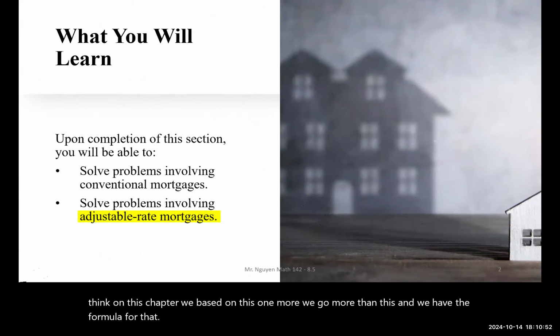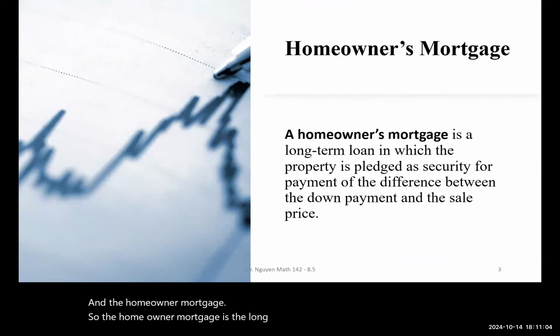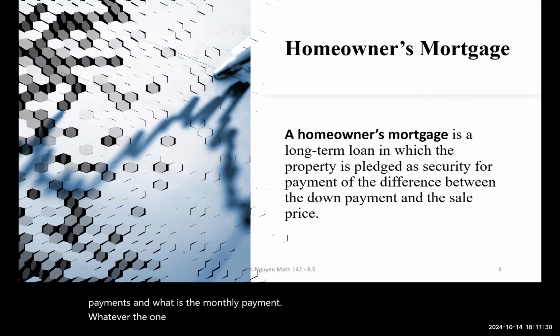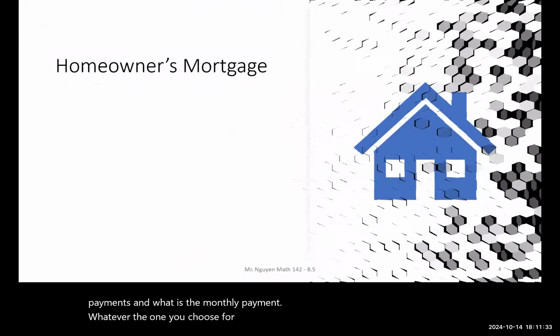And the homeowner mortgage. The homeowner mortgage is the long-term loan in which the property registers as security for the payment difference between the down payment and the seller price. This means we can learn what is the seller price, what is your down payment, and what is the monthly payment, whatever the one you chose for that, or they offer for you.